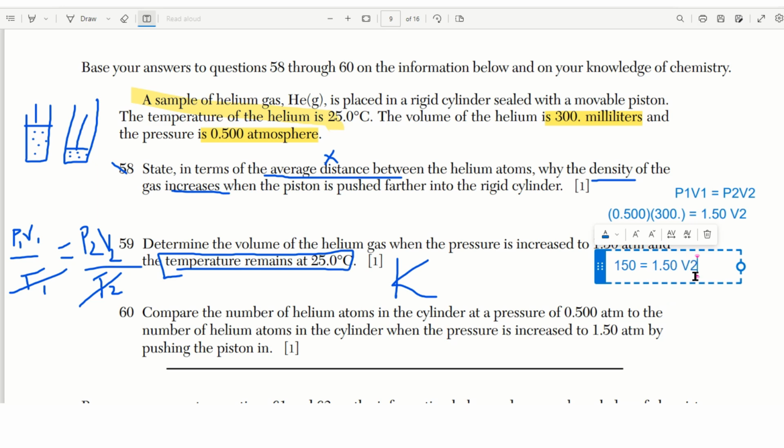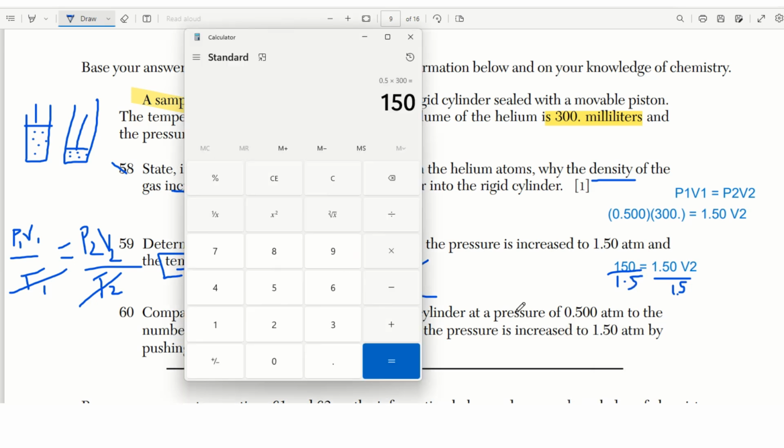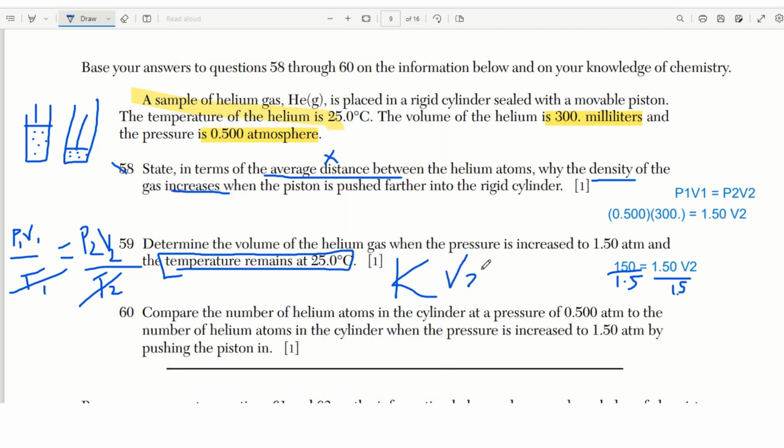How do I get V2 by itself? I need to divide both sides by 1.5, right? Divided by 1.5. So I go back to 150, and I'm going to divide it by 1.5, and I get 100. So V2 equals 100. And was it in milliliters? Yes. So mL. Now, does this make sense?